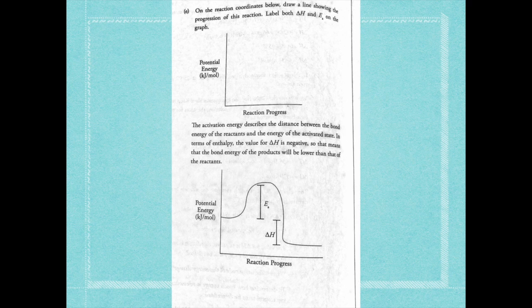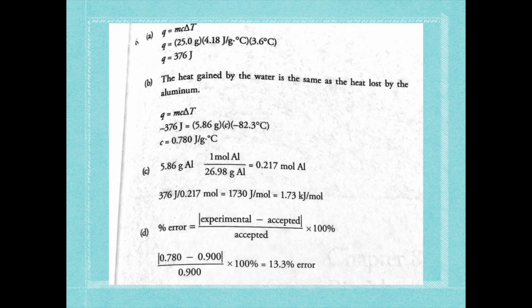Okay? In E, it says on the reaction coordinates, draw a line showing the progression of the reaction. Okay, so you can see that below, making sure that your reactants have more energy than your products do. It wants you to show the activation energy, so that would be that first hump that you got to go over. So from the reactant's energy to the transition state, so that difference. And then also wants you to show your delta H, which is drawn in that diagram. Last one.